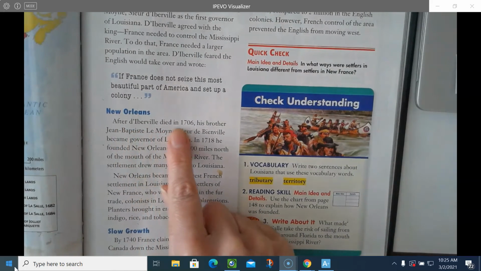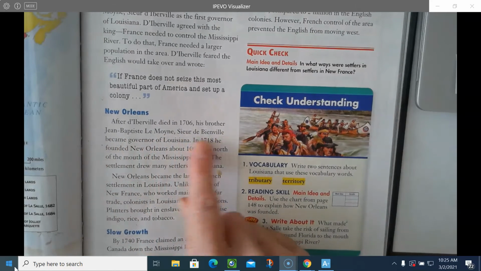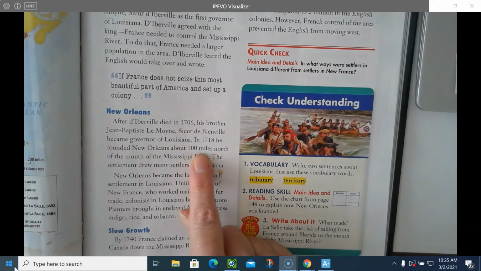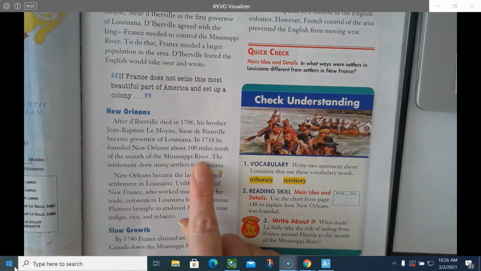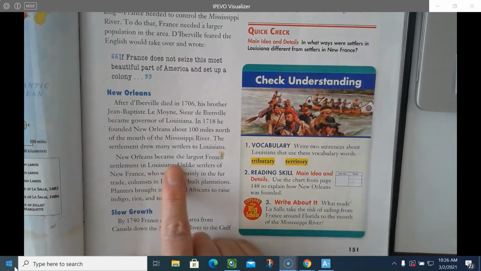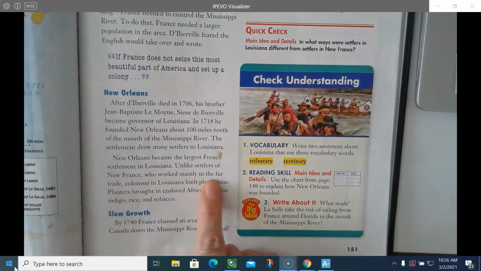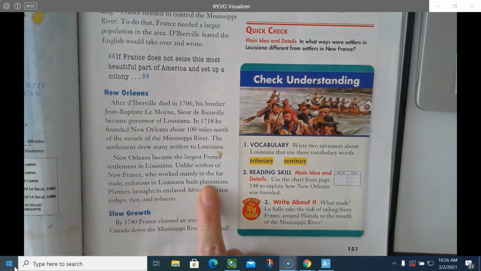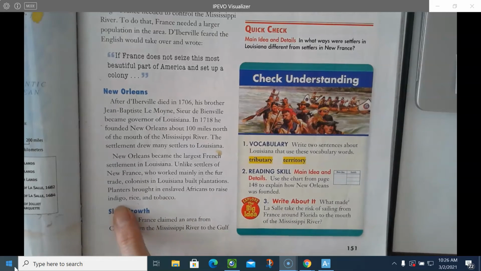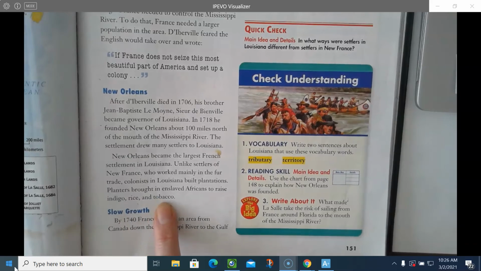After D'Iberville died in 1706, his brother Jean-Baptiste Le Moyne, Sieur de Bienville, became governor of Louisiana. In 1718, he founded New Orleans, about 100 miles north of the mouth of the Mississippi River. The settlement drew many settlers to Louisiana. New Orleans became the largest French settlement in Louisiana. Unlike settlers of New France, who worked mainly in the fur trade, colonists in Louisiana built plantations. Planters brought in enslaved Africans to raise indigo, which is a plant that creates a blue dye for clothing. They grew rice and they grew tobacco.